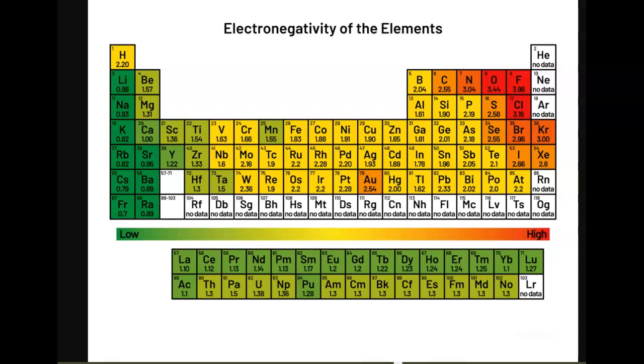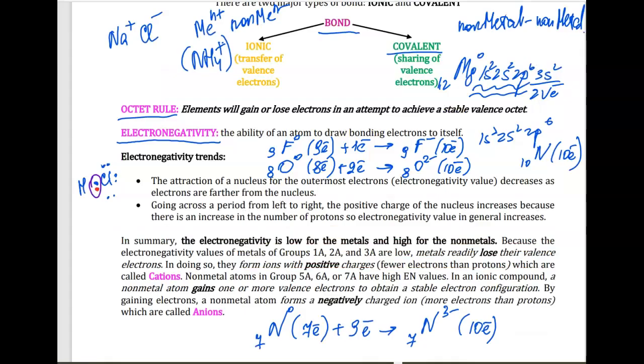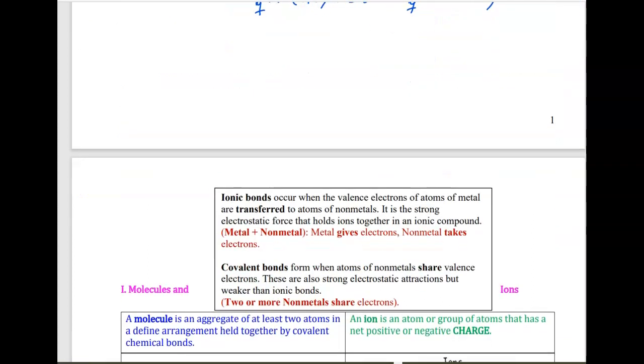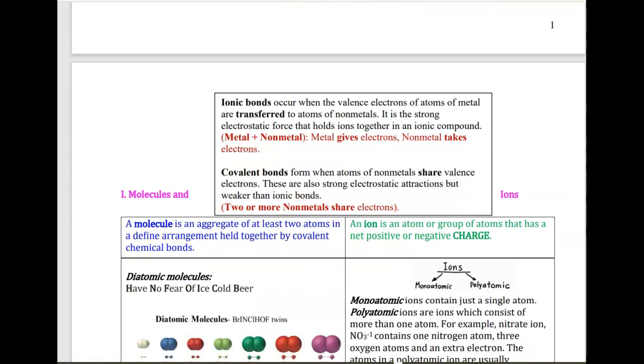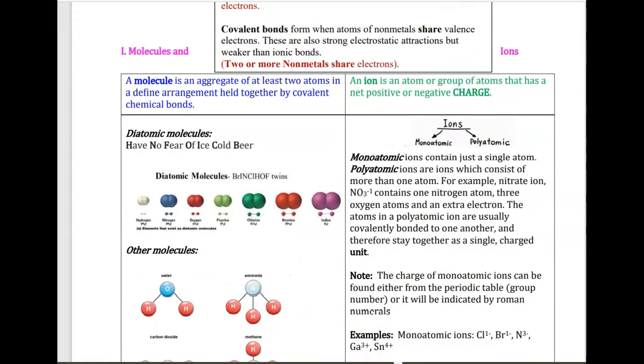So just let me correct myself. Fluorine, oxygen, chlorine, then nitrogen. So these are the four most electronegative nonmetals. But anyway, we will talk about that the next time more closely.